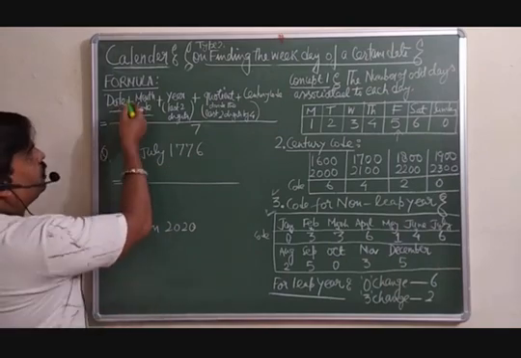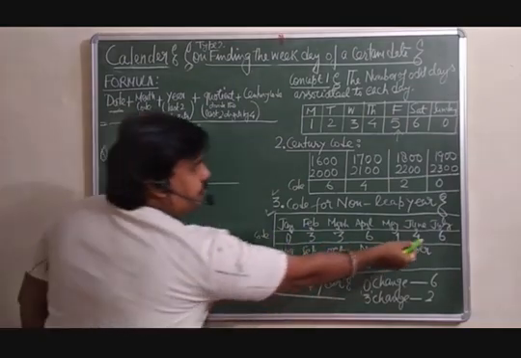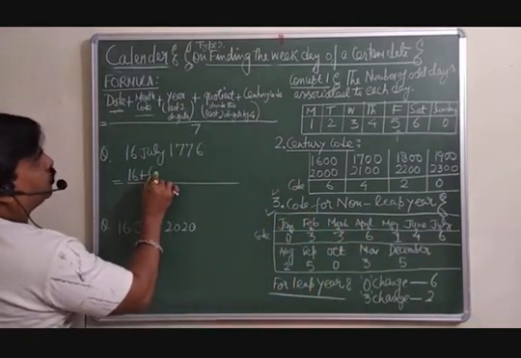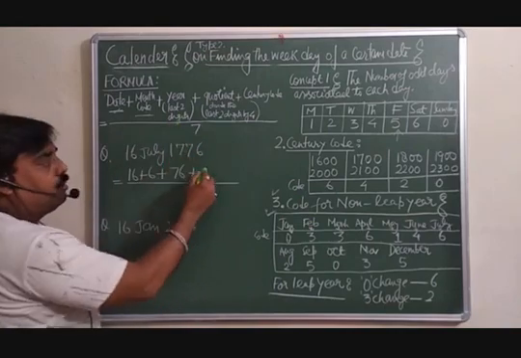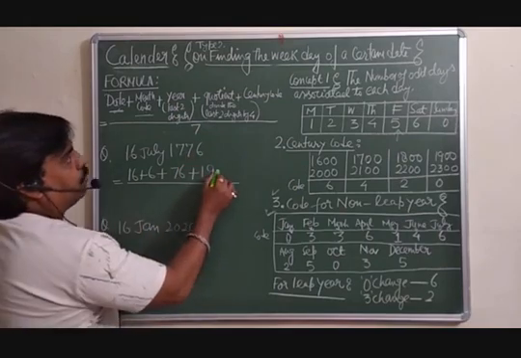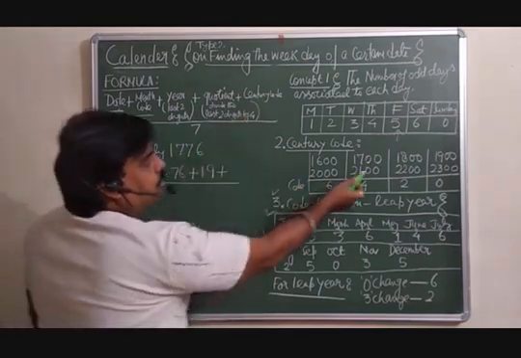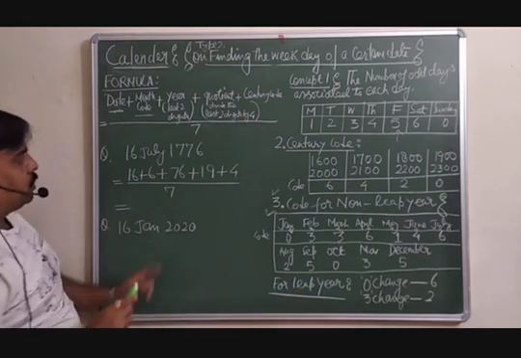For this one, you need to know the date. Date is 16, month code for July is 6, year 76. Quotient: you must divide it by 4, 4 ones are 4, 4 nines are 36. Plus century code is 4, and divided by 7. So you must do the sum.